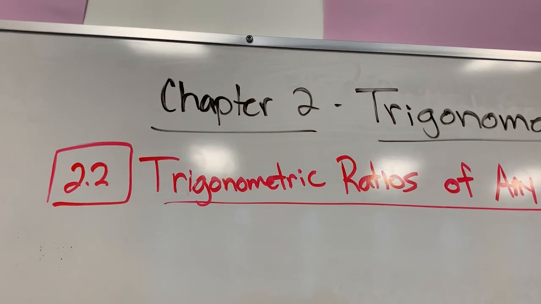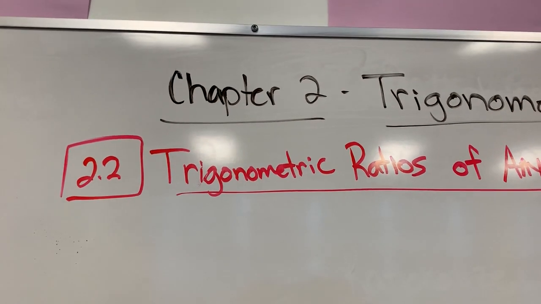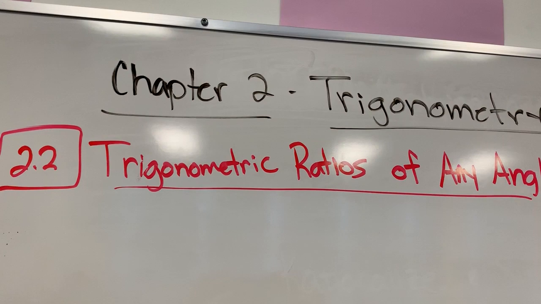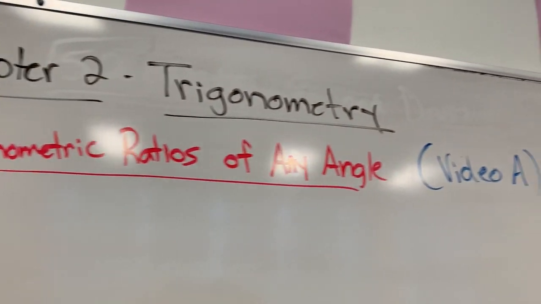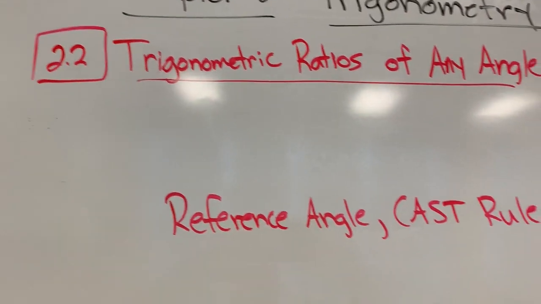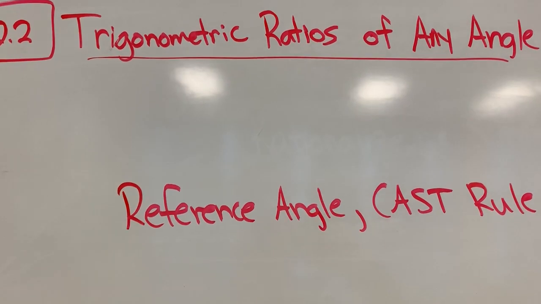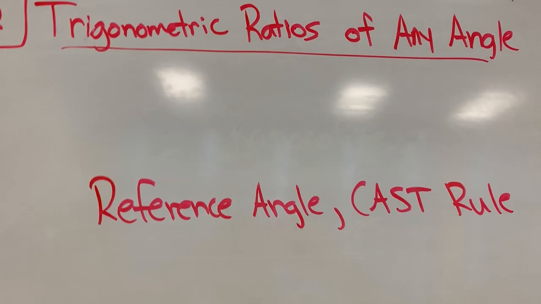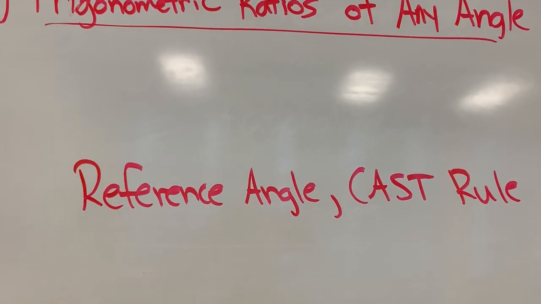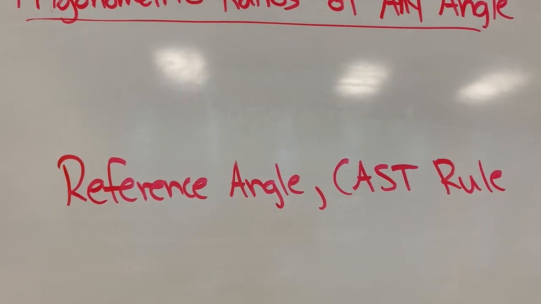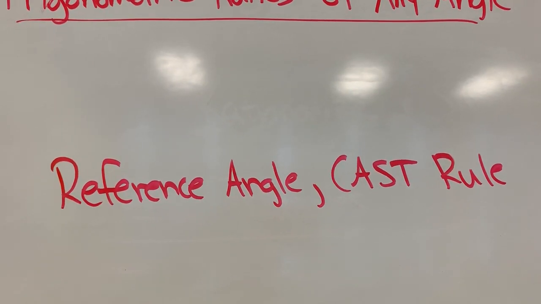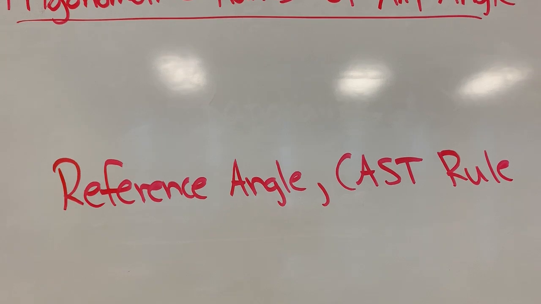Morning Math 20s. This lesson is out of chapter 2 at the beginning of lesson 2.2, trig ratios of any angle. It's our first video. We're going to emphasize two big ideas here, the reference angle and the CAST rule. The reference angle was something we learned about in 2.1. It's always the angle between the terminal arm of an angle and the x-axis.